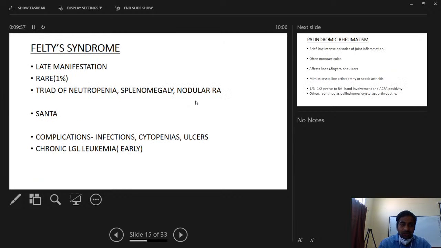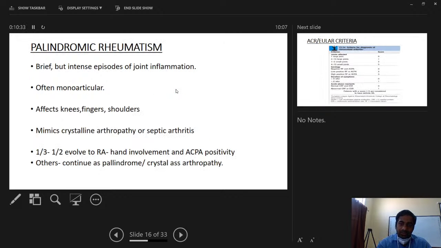Okay. So Felty syndrome is a late manifestation and a very rare disorder wherein you see a triad of neutropenia, splenomegaly, and nodular rheumatoid arthritis. So this could be your short note. Then coming to complications, you have infections, cytopenias like pancytopenia, and ulcers. Chronic LGL leukemia is a very rare condition. But among complications, infections are more common.